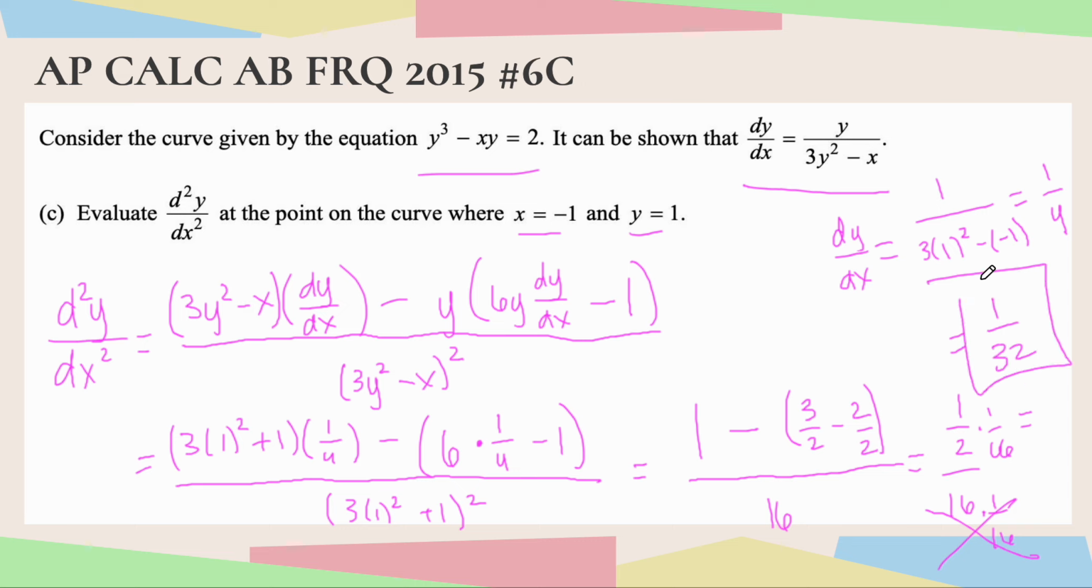I hope you were able to stick through all of that messy evaluation and not make any silly mistakes. But just to recap, that is the value of the second derivative at the point on the curve where x is -1 and y is +1.